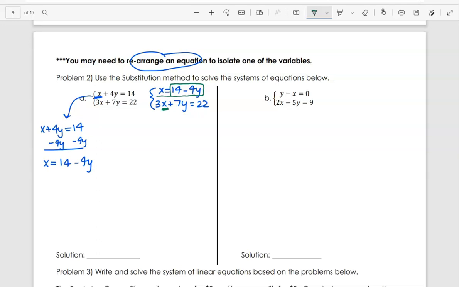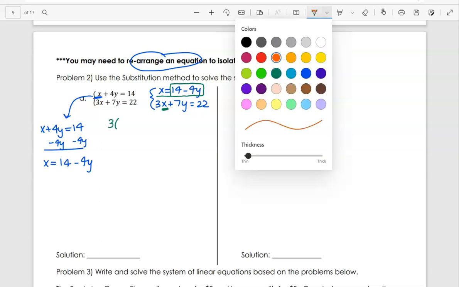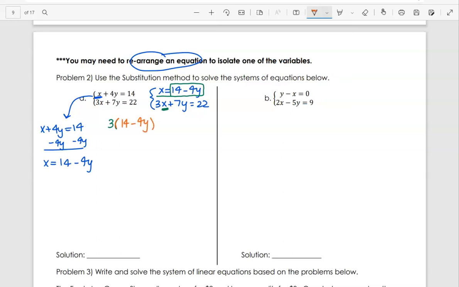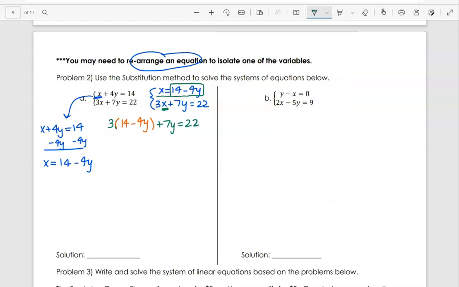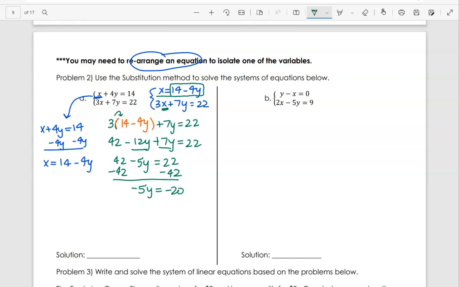Now I'm going to take what I know, x equals 14 minus 4y, and substitute it in for x. So in the other equation, I'm going to have 3 times 14 minus 4y plus 7y equals 22. Let's distribute the 3. So I'm going to have 42 minus 12y plus 7y equals 22. Combine some like terms here. Negative 12y plus 7y is negative 5y. Subtract the 42 over. Negative 5y equals negative 20. Divide by negative 5, y equals 4.